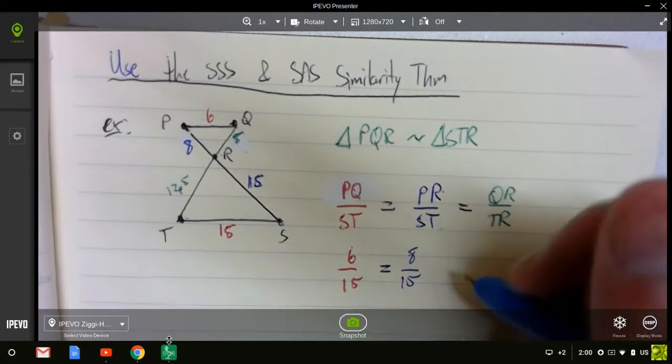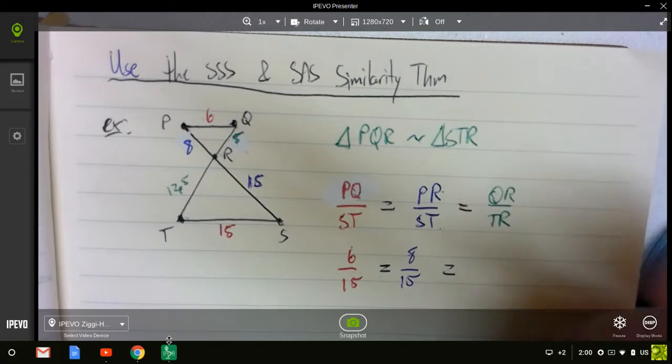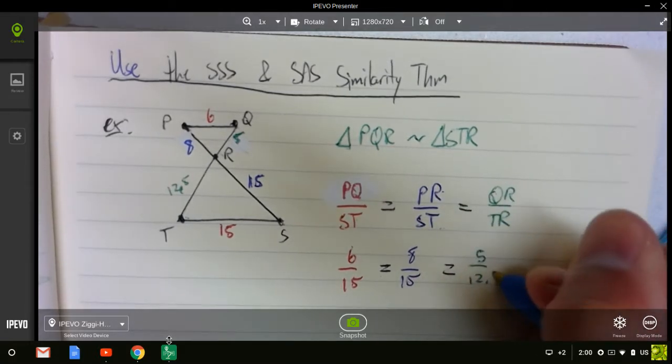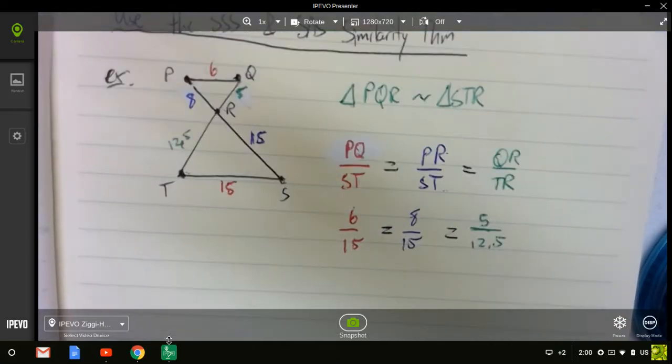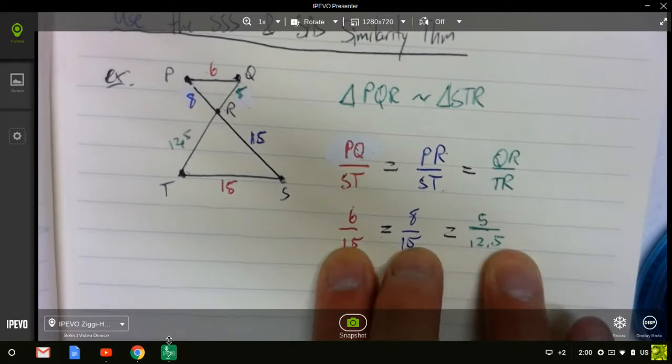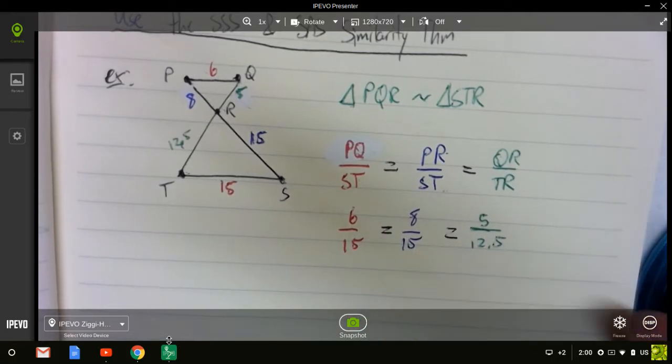And is that going to be equal to Q over T, which is going to be 5 over 12.5? Okay, and we have a decimal number, so that might make things a little bit more complicated. Anyways, these don't look equal to each other right now until we simplify them. Oh, and I believe I made a mistake.